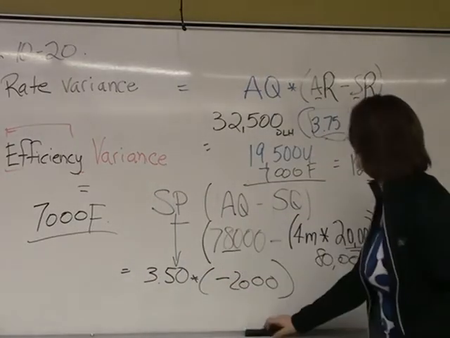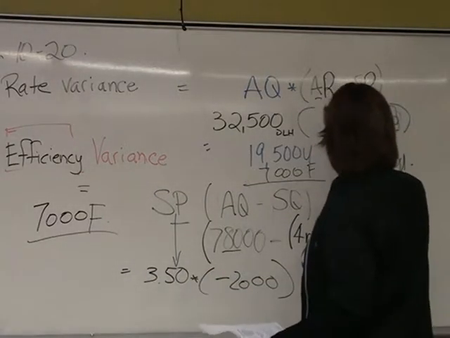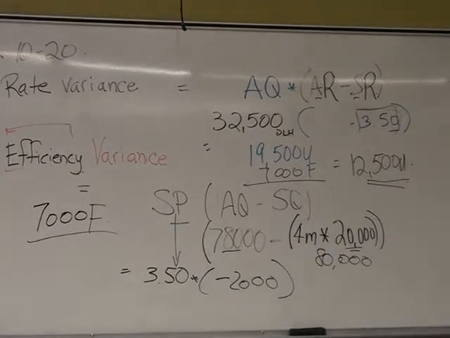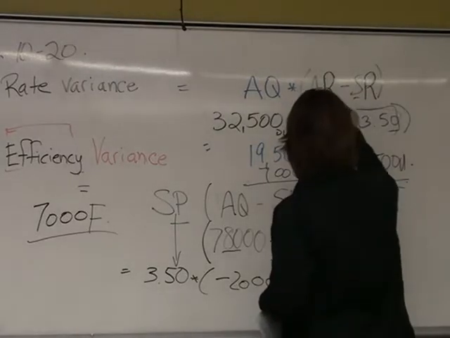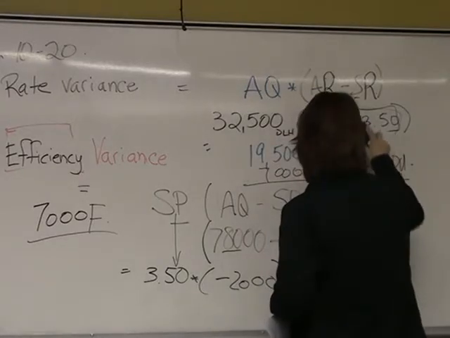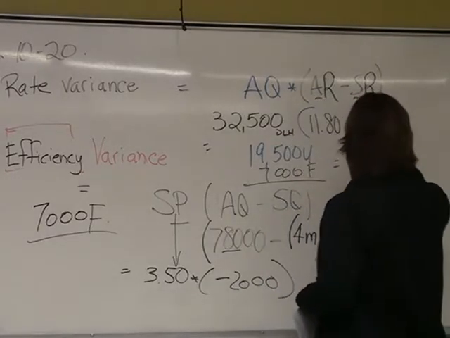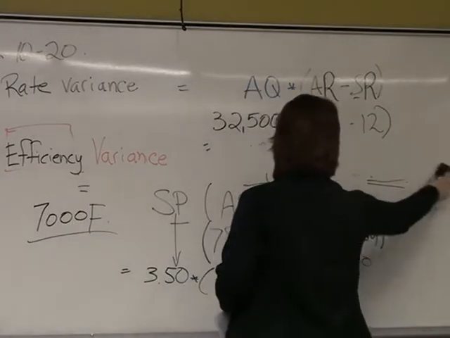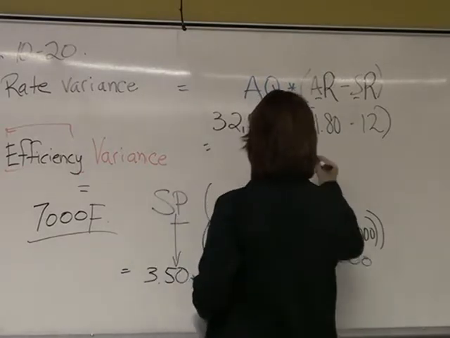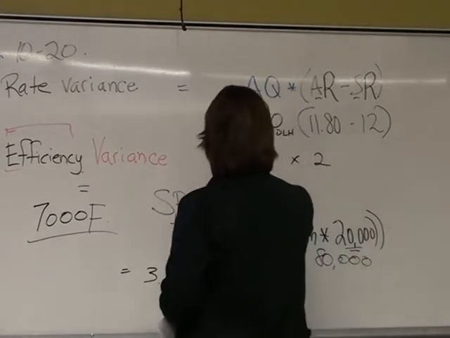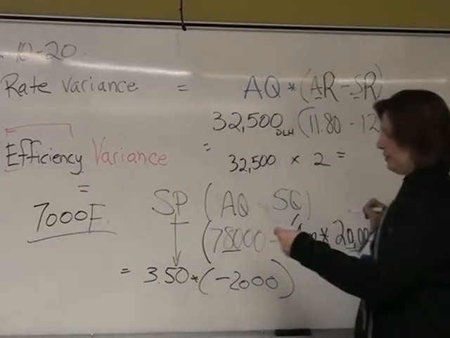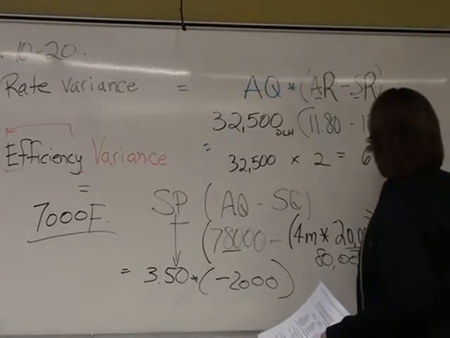And what is the rate? The actual rate, what did we pay? 11.8 or something. 11.8, does it tell us that? 11.8 per hour. Yep, so 11.8, and what was the standard? 12. So we thought we'd have to pay $12 an hour for our labor. So that gives us 0.2 times 32,500, which is equal to 6,500.